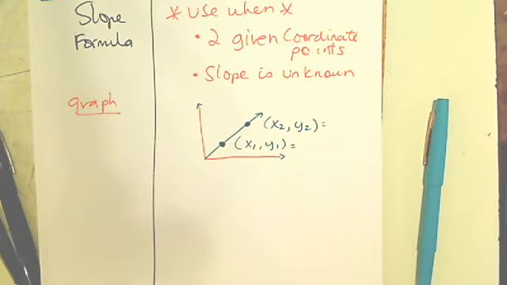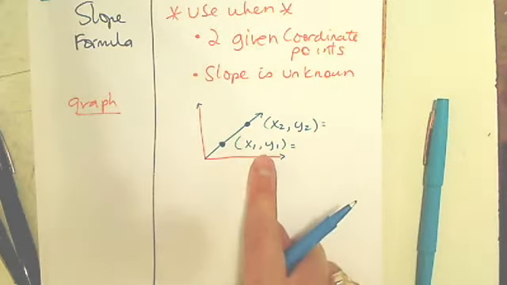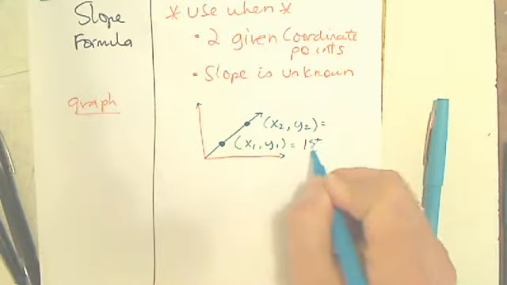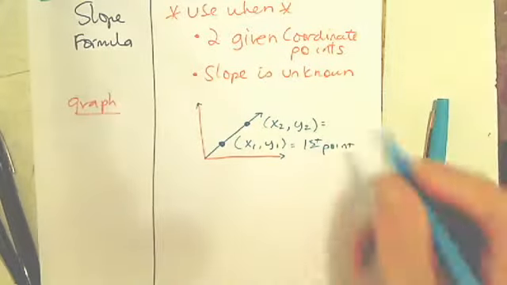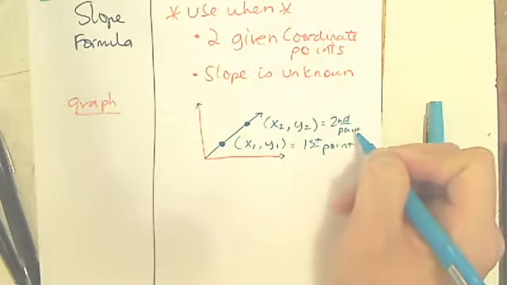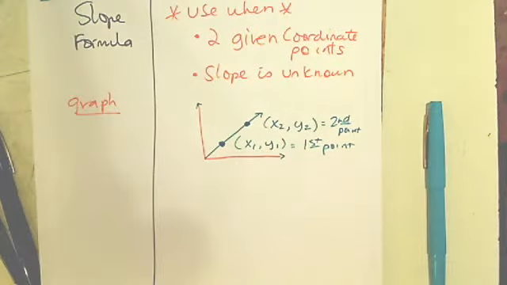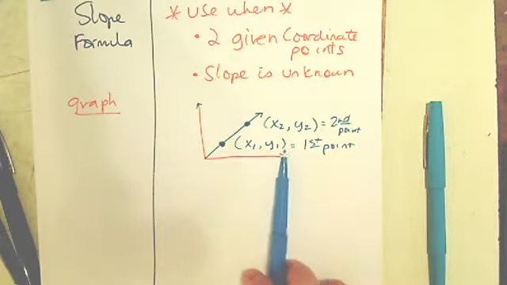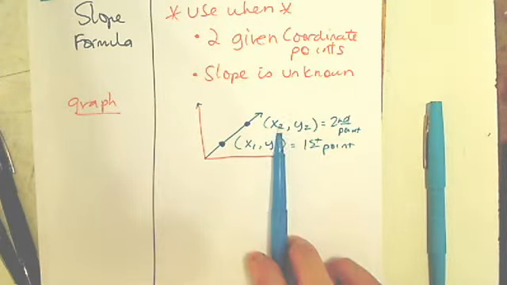Now, I'm sure you're wondering, why is it 1 and why is it 2? Simple. This is the first point. The second point. Why is it called x1, y1 and x2, y2? Because this is the first set of points that you encounter. First x, first y. This next one, second x, second y.